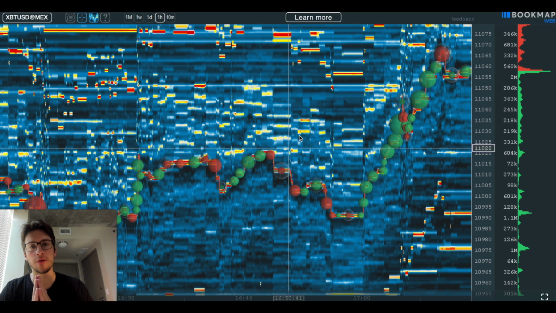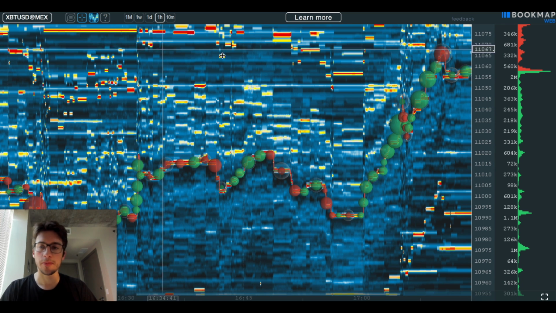Hello traders, today we're going back to Bookmap, but not the regular Bookmap. Today we're going to be using Bookmap Web, a new service that Bookmap has released where we don't even have to download anything, we just get crypto assets here on the web.